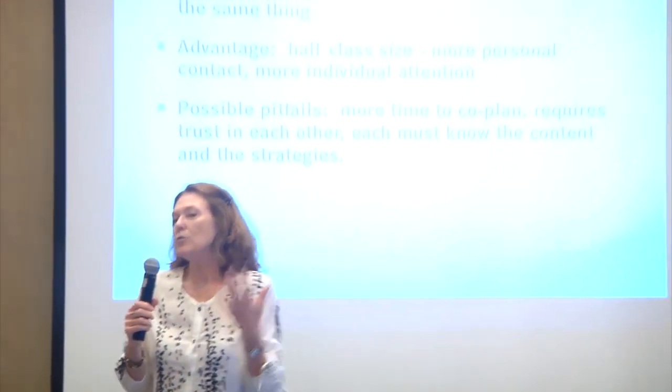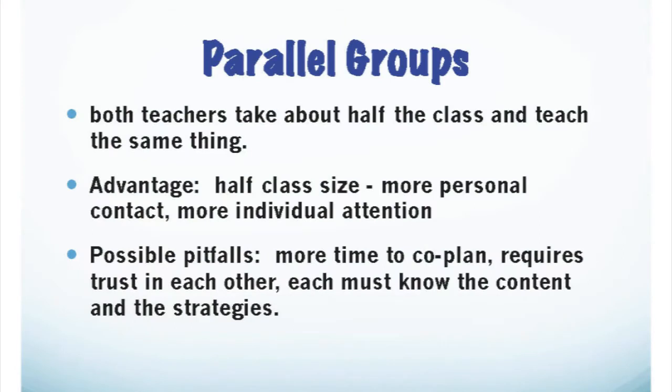The second model that they talk about, they call parallel groups. Now, when you're doing this, you divide the class in half, or sort of half. Sometimes it's a little bit different, but you're not looking at a small group and a large group. You divide into two groups. The teacher takes one group, the non-enrolling teacher takes the other group.